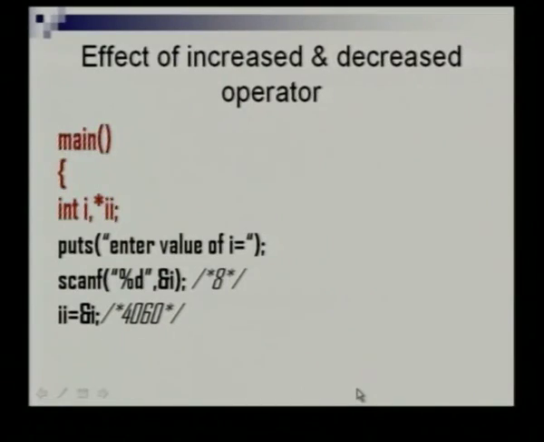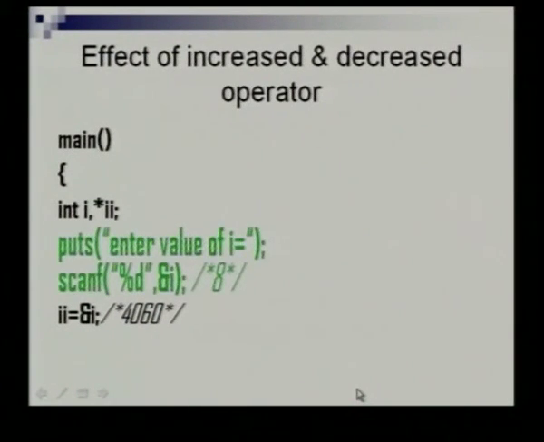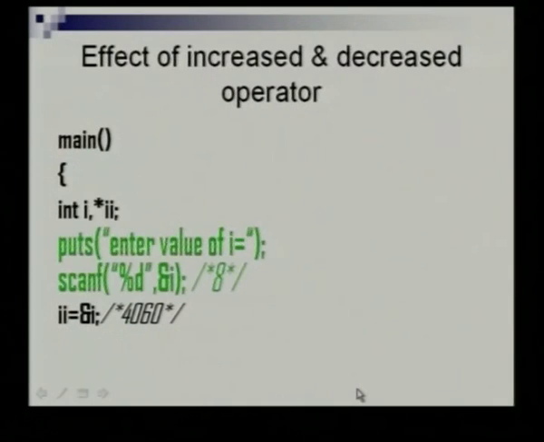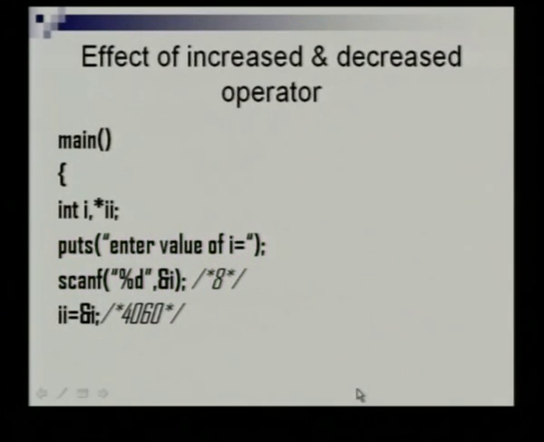So here again I am starting the program with the main function. I am having two integer variables, one is a normal variable, the other is a pointer. So int i and int pointer ii. I need to store a value in the variable, I am entering the value 8. Now we will be seeing how the addresses are changed by using the arithmetic operators.